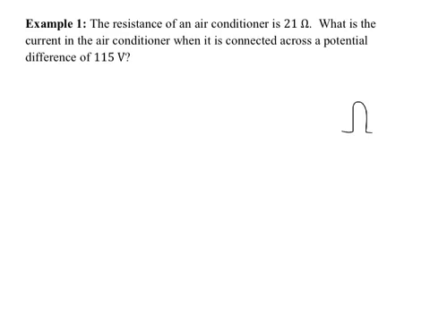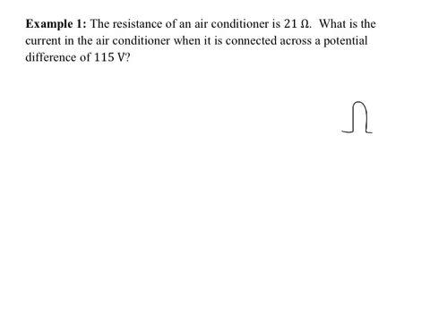All right, so the resistance of an air conditioner is 21 ohms. Yeah, the overall resistance. There's a lot of internal components that have different resistances. The overall resistance of an air conditioner is 21 ohms. What is the current in the air conditioner when it's connected across a potential difference of 115 volts? A lot of outlets in your house use 220 volts or 120 volts, just so you know. Those are the traditional voltages that come into a house. For something like an air conditioner, though, they'll use a 220 volt circuit. I just picked 115 to be random.